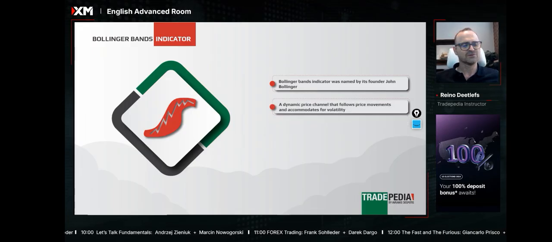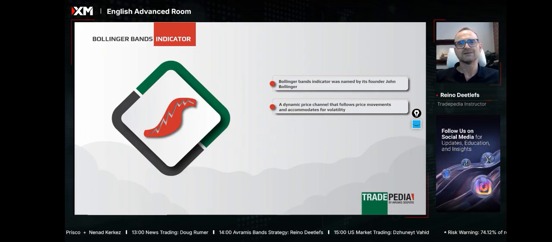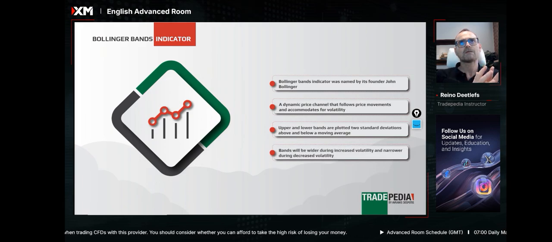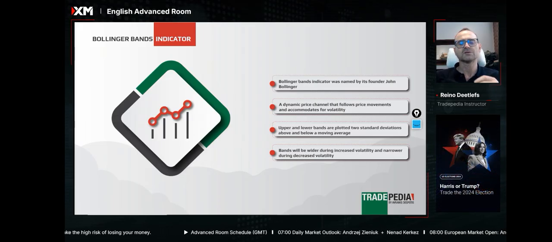But what he wanted to do, he wanted to create a dynamic price channel which followed the price, so it's used as a trend indicator, but also accommodated for volatility. So he wanted a two-in-one indicator that was going to help him analyze volatility and the trend at the same time. Now, this indicator is made up of three bands. Okay, you got a middle band, which is a simple moving average. And then we got an upper band and a lower band, which are plotted 2 standard deviations away from this middle band. Because standard deviation is not fixed, remember, standard deviation becomes more or less as volatility increases and decreases, right? So this is why these bands will become wider during higher volatility and narrower during low volatility.